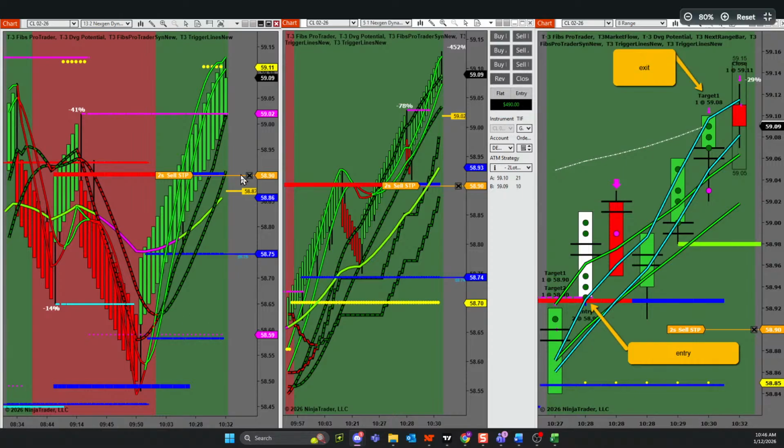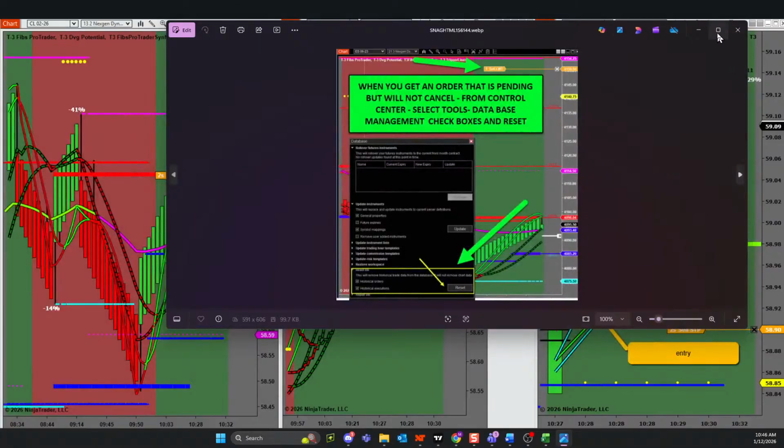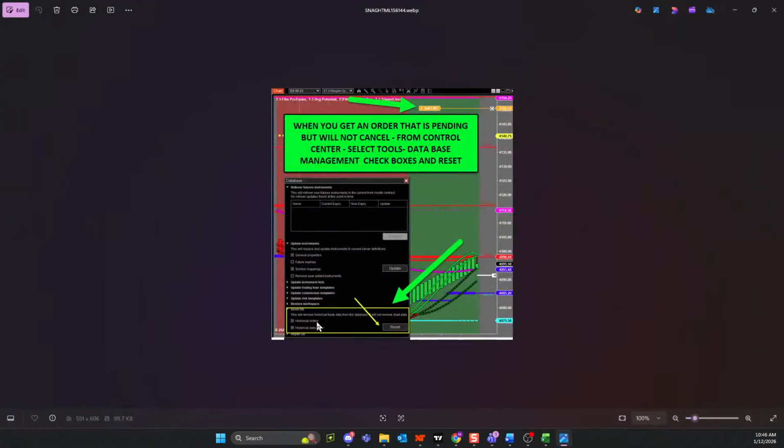But be careful leaving these in there. Is it hanging? Is it one of those hanging orders that you can't get rid of? Sometimes when they're orange, they are. If that ever happens to you guys, that's your fix. You have to go tools, database, and kind of reset things.